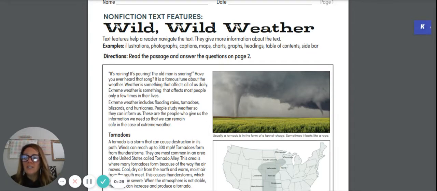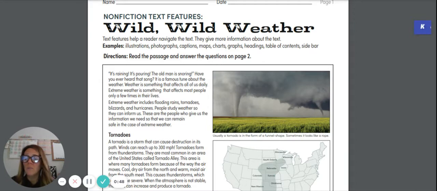So the feature is the most important part or component of something. Okay, so we talked about what are the most important features of our face. We said our eyes, our nose, our mouth, our chin. Those are all important things. And so when it comes to books, what are the most important features of a book?